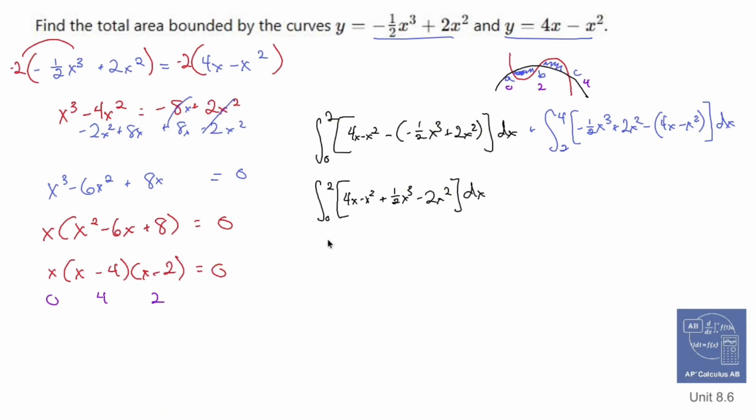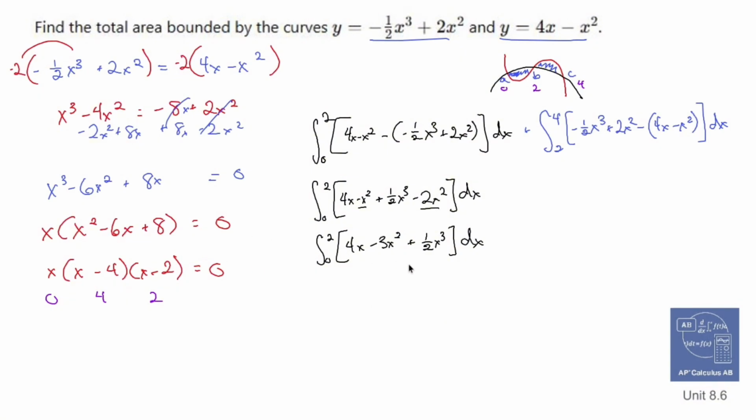All right, we can combine like terms here. So from 0 to 2 of 4x, u and u combine to make negative 3x squared plus 1/2 x cubed dx.